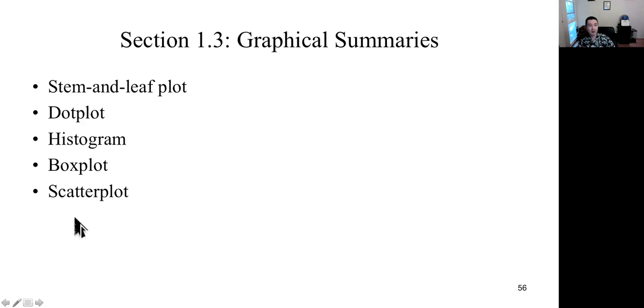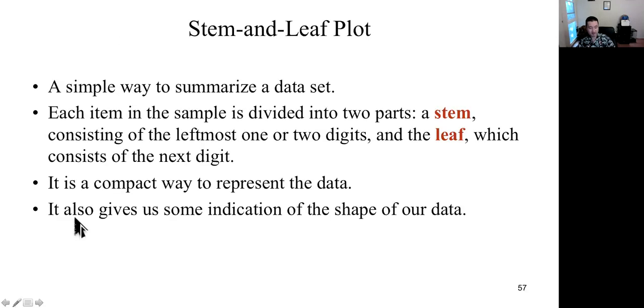Let's look at the stem and leaf first. It's a simple way to summarize the data set. Each item in the sample has 2 parts, a so-called stem and leaf. The stem consists of the leftmost 1 or 2 digits, and the leaf consists of the next digit. A stem and leaf plot can show all the data points, and can also show us the shape of the data. We're going to have a look at an example.